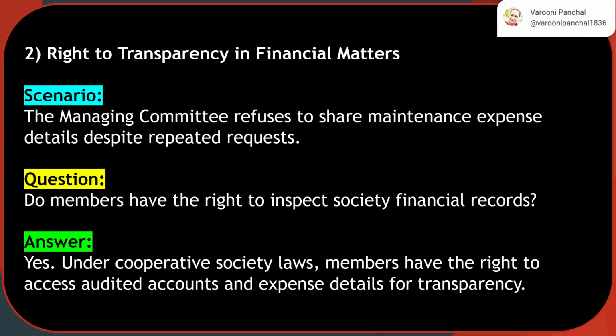Number 2. Right to transparency in financial matters. Scenario. The managing committee refuses to share expense maintenance details despite repeated requests. Question. Do members have the right to inspect society financial records? Answer. Yes. Under cooperative society laws, members have the right to access audited accounts and expense details for transparency.